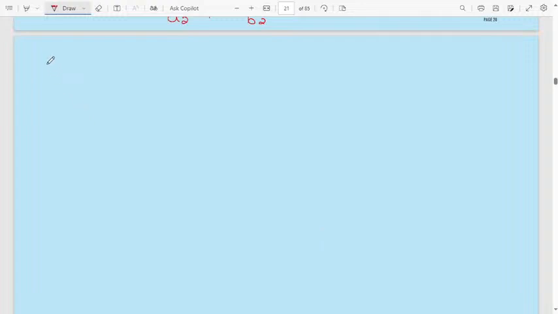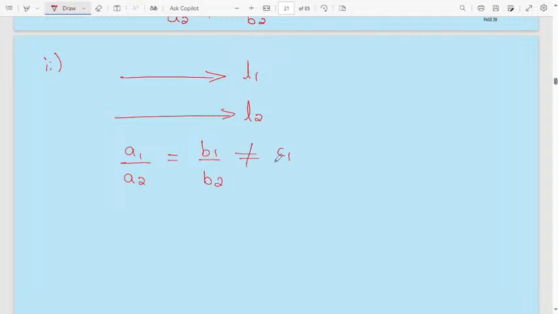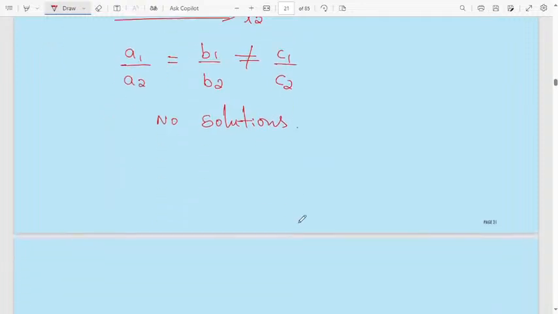That is the first case. Then the second case, if the lines are parallel like this, L1, L2, then the condition is A1 by A2 equals B1 by B2, but this is not equal to C1 by C2. Here you will not get any solution, no solution in the case of parallel lines. That is the condition you have to remember.